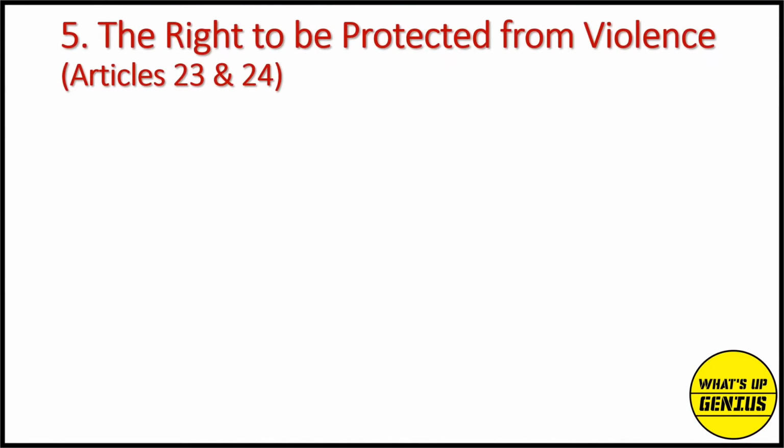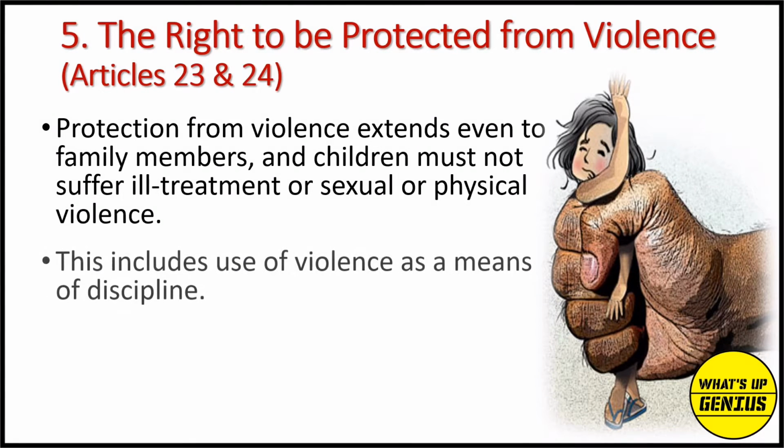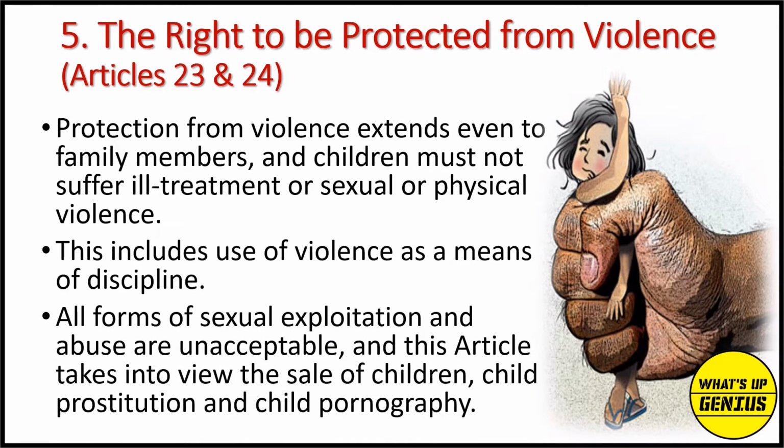The right to be protected from violence. Protection from violence extends even to family members, and children must not suffer ill treatment or sexual or physical violence. This includes use of violence as a means of discipline. All forms of sexual exploitation and abuse are unacceptable, and this article takes into view the sale of children, child prostitution, and child pornography.